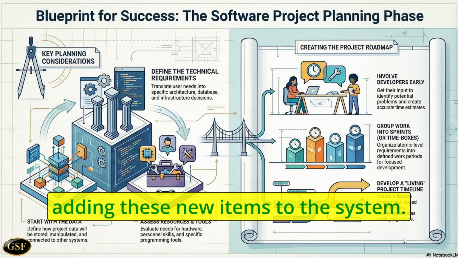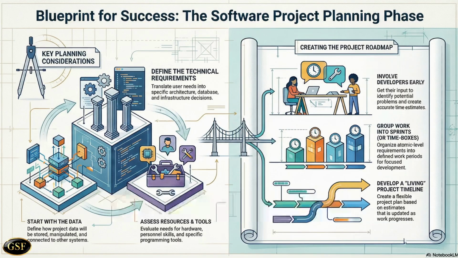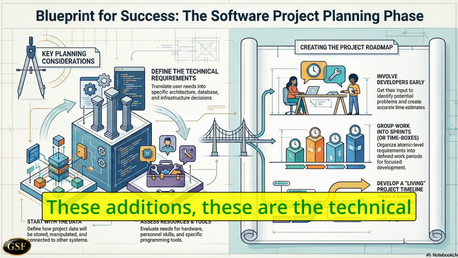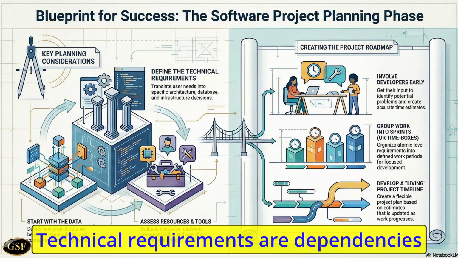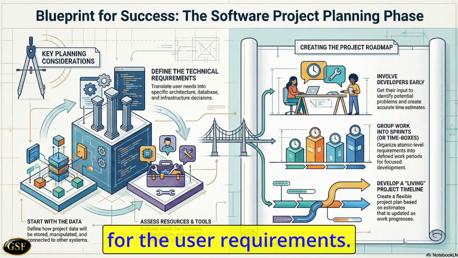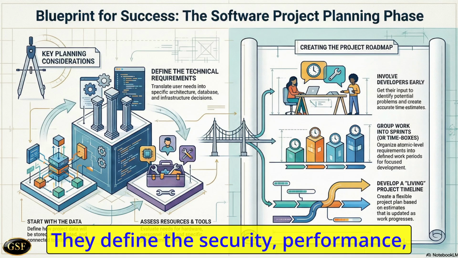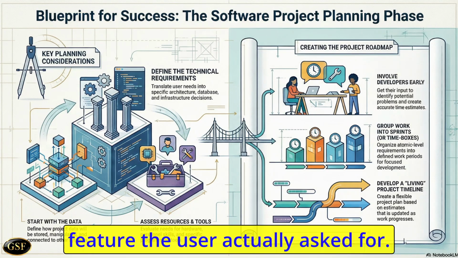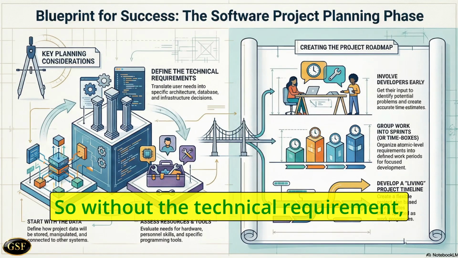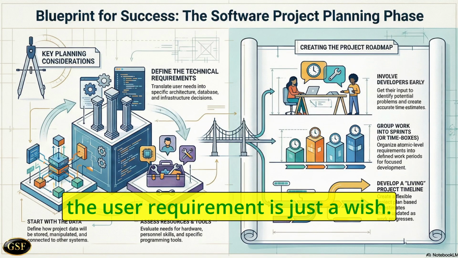Okay, so we're adding these new items to the system. They aren't for the users, they are for the builders. These additions, these are the technical requirements. That's the critical distinction. Technical requirements are dependencies for the user requirements. They define the security, performance, logging, the infrastructure, everything necessary to deliver the feature the user actually asked for. So without the technical requirement, the user requirement is just a wish? Just a wish.